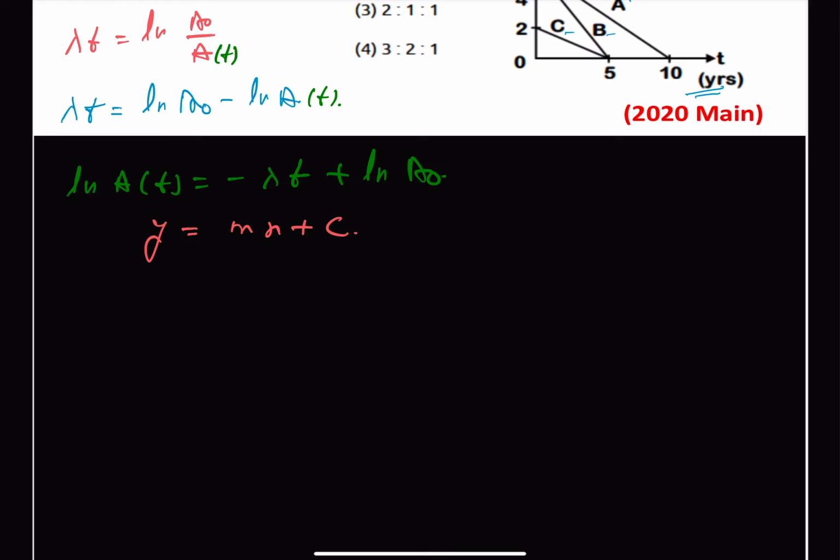So by comparison, we are mainly interested here in slope, so let us directly put our slope, which is our m, which is equal to minus lambda, and slope is also represented as tangent of theta.